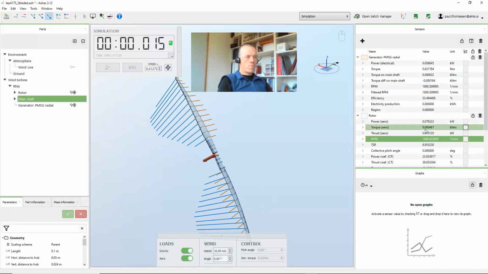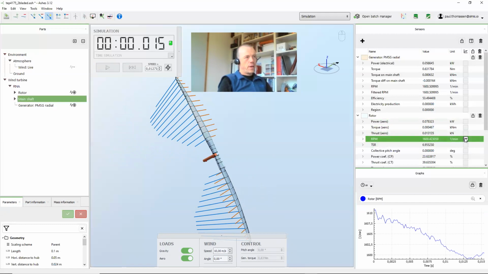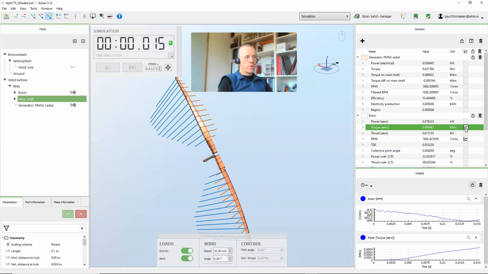Okay, first I'm going to open four graphs here. I'm going to open the RPM graph. I'm opening the aero torque graph. I'm opening the generator torque graph, torque on main shaft, and I'm opening the torque diff on main shaft.